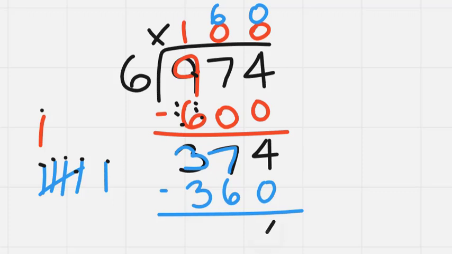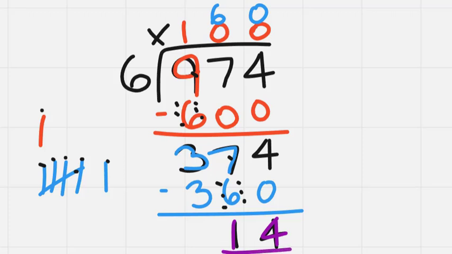4 minus 0 is 4. 7 minus 6 is 7, 6, 5, 4, 3, 2, 1. And 3 minus 3 is nothing, so we can ignore it. Now it's time to divide again. We'll look at the 1. 1 is less than 6, so we'll look to the number next to it.